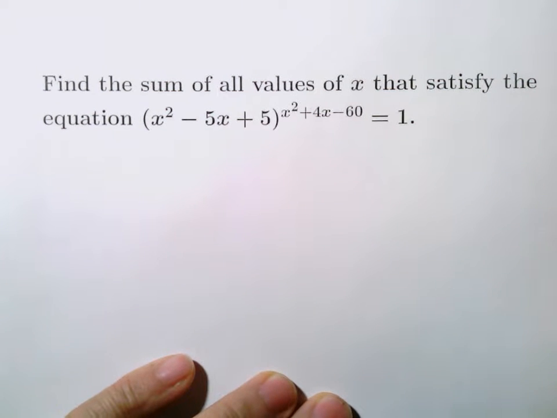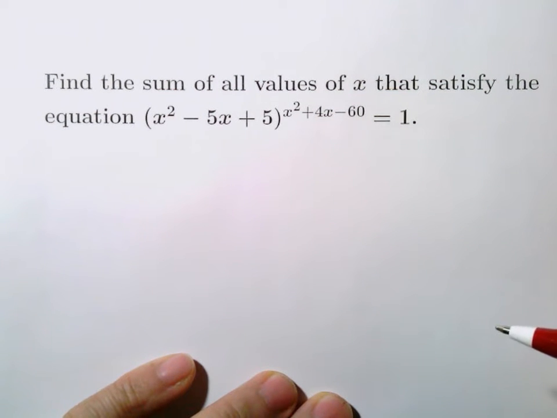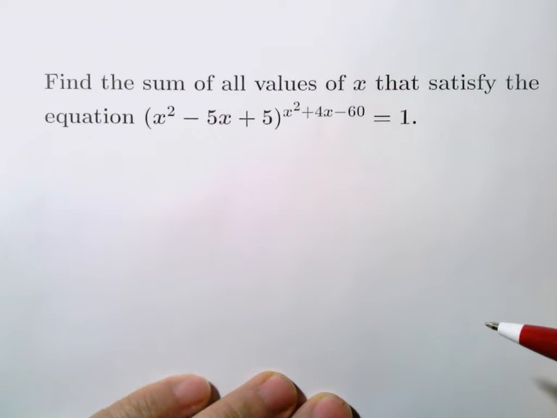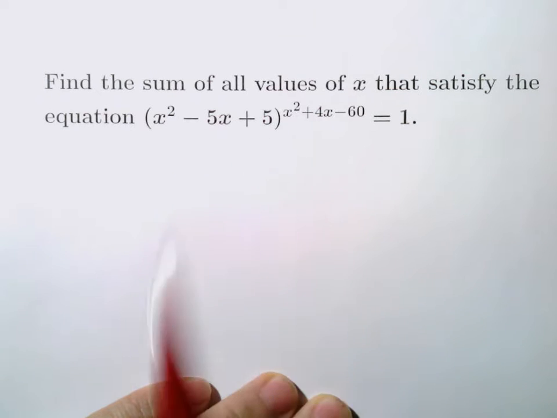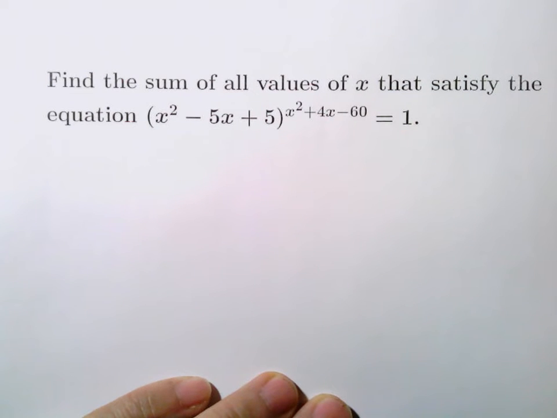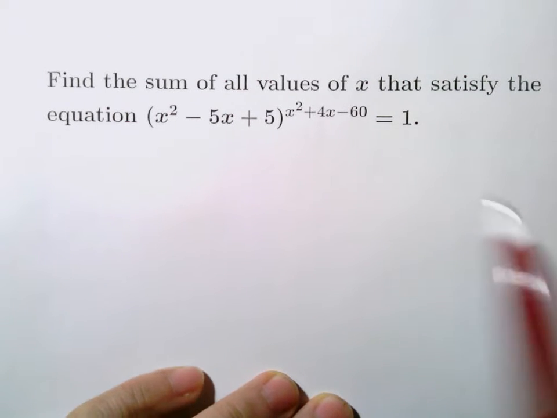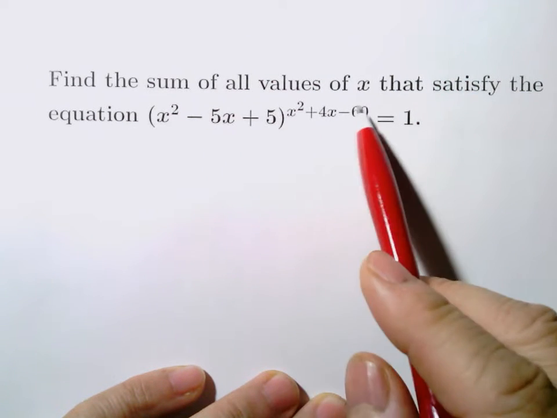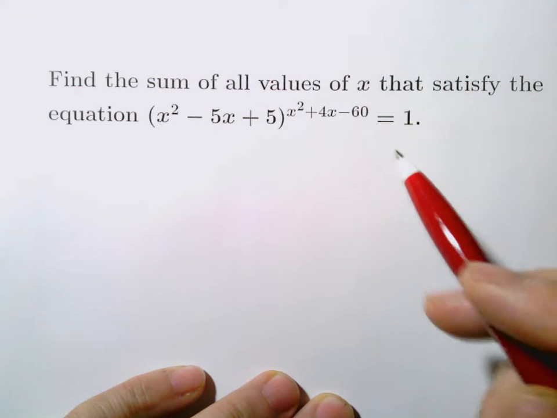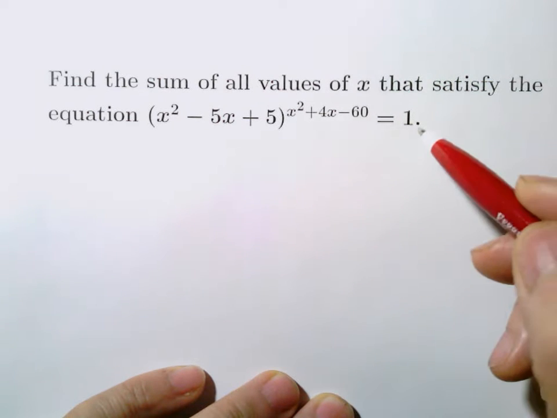Now let's take a look at this problem. We want to find the sum of all values of x that satisfy the equation. This equation is an exponential equation. It's not really an exponential equation, it's an equation involving exponentials. But the problem is both the base and the exponents contain variables, and so it seems pretty difficult to solve this.